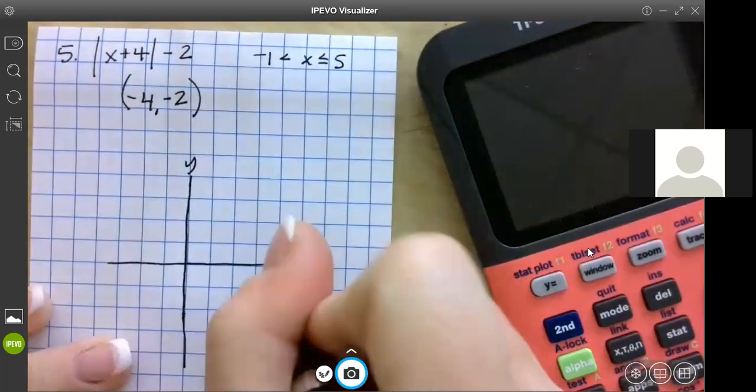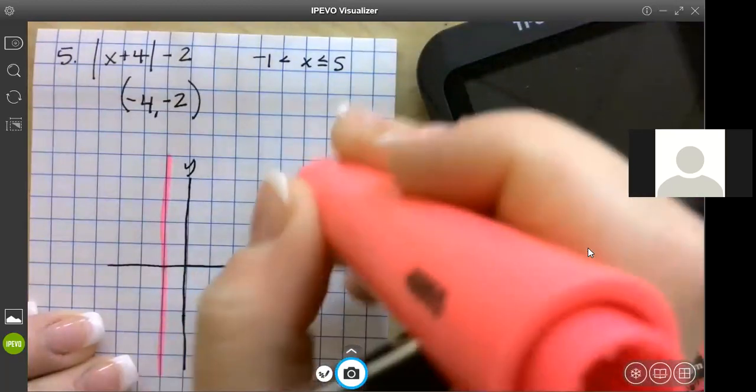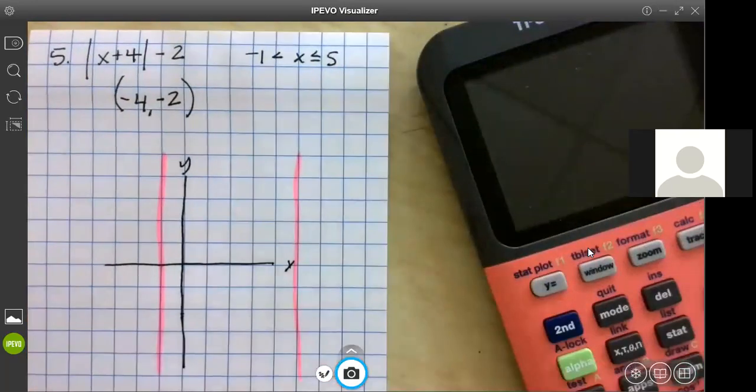Back to what we're doing. We have a -1 and a 5. 1, 2, 3, 4, 5. I didn't graph very good.